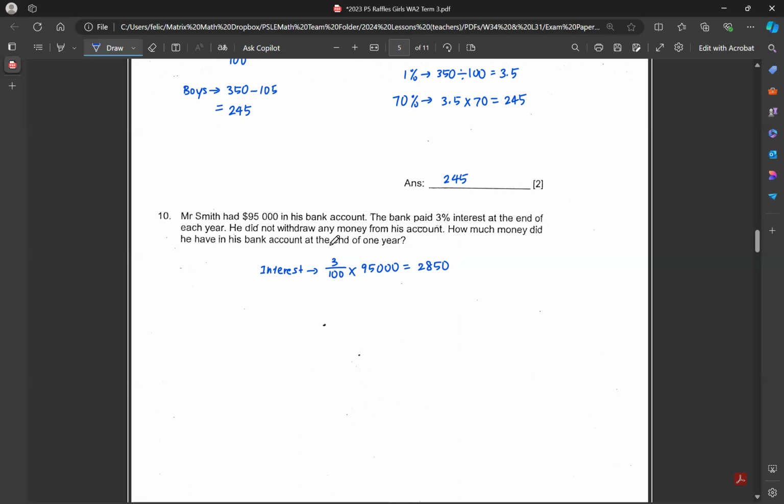Okay, so now we want to find out at the end of 1 year. This is just the interest only, the additional free money that he's getting. If you want to find out at the end of 1 year, remember you have to do something between these two. You have to plus them together. So why is it plus? Why not minus? Because like I said, at the end of the year, you should end up having more money since the bank is giving you this interest. Okay, so 97,850.